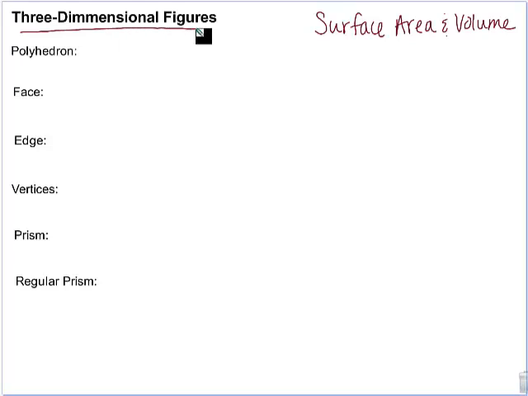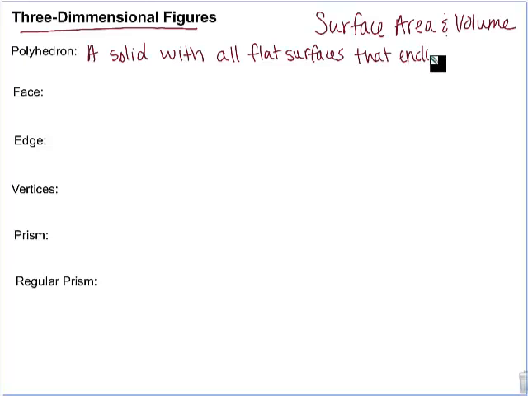You should all have a note sheet in front of you that would have the outline of this as well to help you take some notes on this. So first off, a polyhedron. A polyhedron is a solid with all flat surfaces that enclose a single region of space.